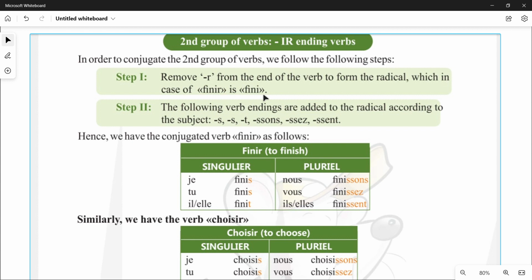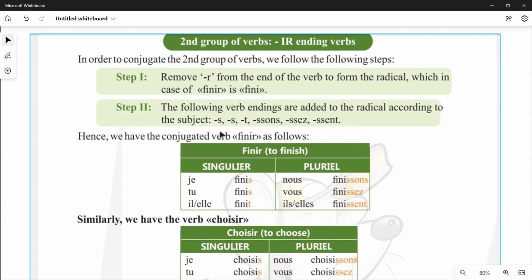So what happens basically is that if you have a second group verb, basically a verb which is ending with IR, like this verb finir, and you have to conjugate it, you first of all have to remove R from the end. Now if you remember, in the first group of verbs, in ER ending verbs, we used to remove the last ER and add certain key endings. Like that only, in the second group of verbs also, we have to remove, not IR, actually R from the end according to the first step, and then we have to add these key endings.